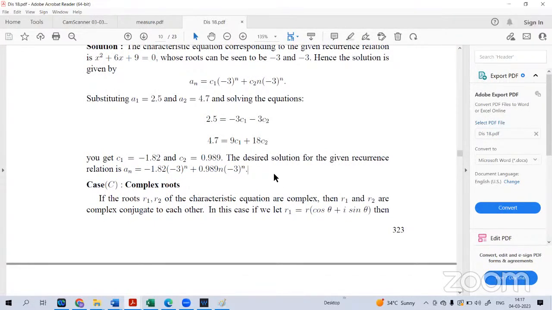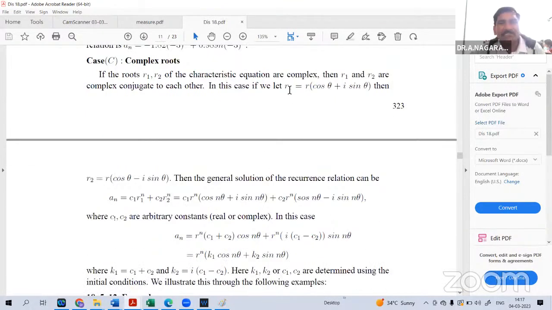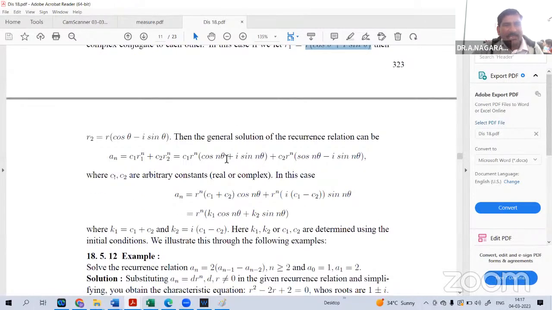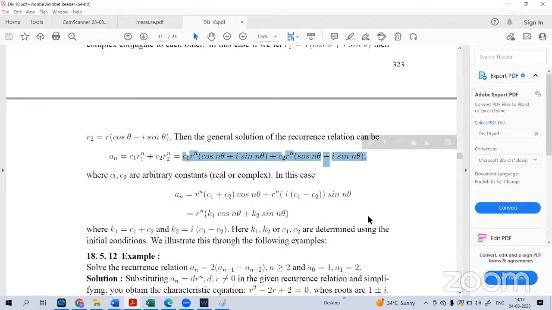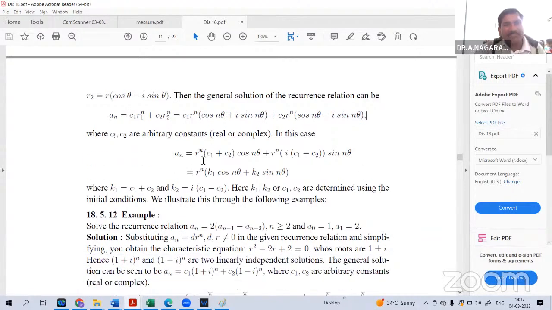Now I am coming to the complex roots. So what is it? C1 r1 equal to r cos theta plus r sin theta. So here I will write r1 as r to the power of n cos n theta, and instead of r2 I will write r to the power of n into sin n theta. One is a plus term, another is a minus term. So the generalization is a_n equal to r to the power of n into k1 into cos n theta plus k2 into sin n theta. If he writes this, it is enough.